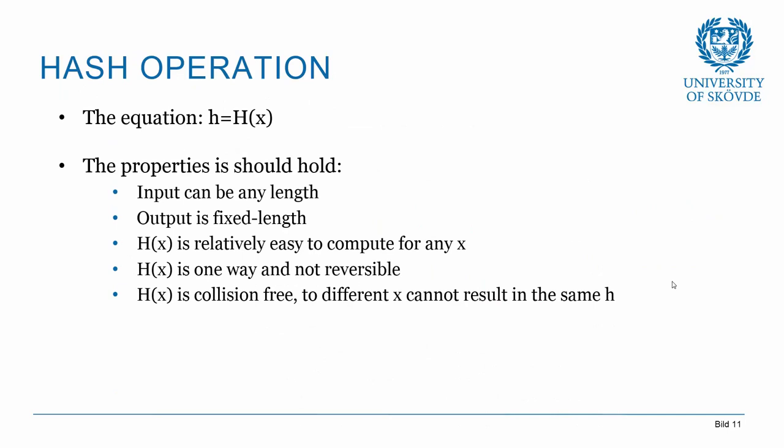So the hash operation, or the equation for a hash, is that the hash value h is the value of the hash function H for a given input x. So the properties it should hold are that the input can be any length and the output is fixed length. It should be relatively easy to calculate the hash function for any given x value. It must be one way and irreversible, and it should be collision free, so that two or more different x cannot result in the same h value.